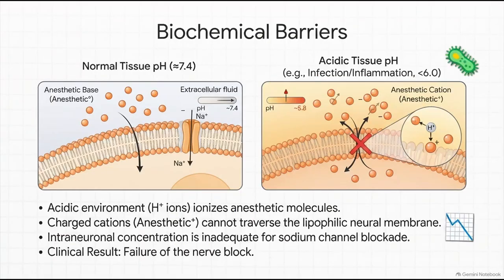But the real heavy hitter here is the biochemistry. When a tooth is highly inflamed or infected, the local environment drops in pH. It gets histologically acidic. Now, local anesthetics are weak bases, right? So in this acidic environment, those anesthetic molecules become ionized, meaning they take on a charge. And because of that charge, they physically cannot cross the lipid-rich nerve sheath.